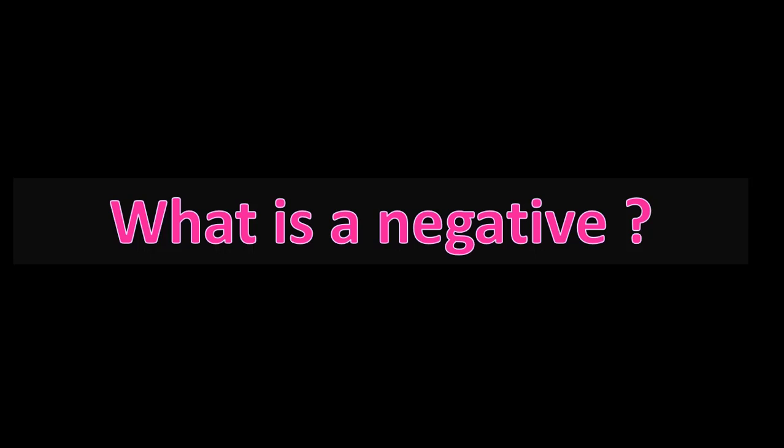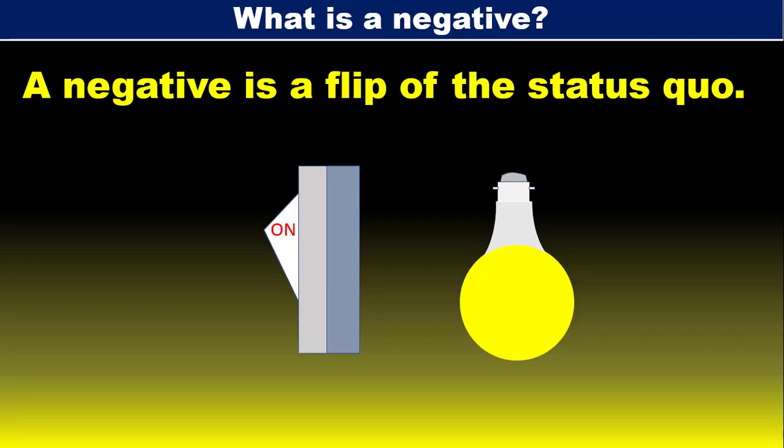We shall be using various scenarios to explain this concept. First off, a negative is a flip of the status quo. A status quo is simply the present situation as things are, as opposed to as things could be. So, what this simply means is that when you apply a negative or negativity to an event, it flips it to an alternate one, or to the alternate one it could have been.